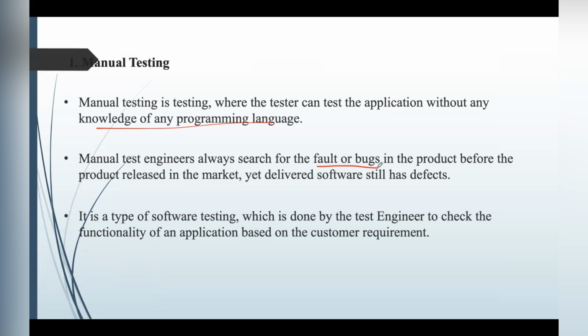And there is a chance that the final software product still has a defect or does not meet the customer requirement, even if the manual test engineer does their best. So we can simply say that manual testing is done by the test engineer in order to check the functionality of an application. Here the test engineer checks whether the application which is designed satisfies the customer requirements or not.